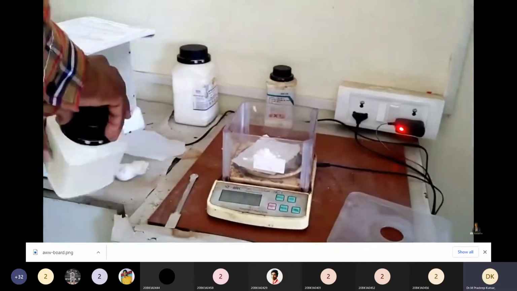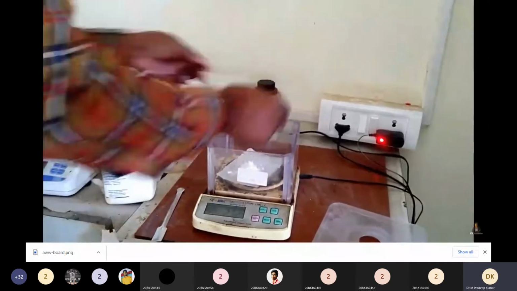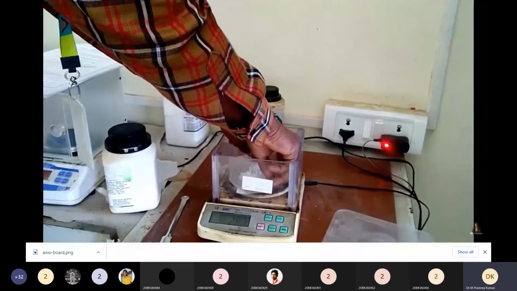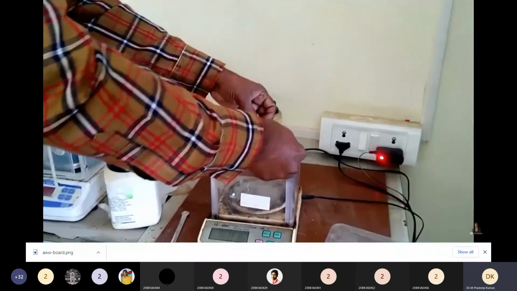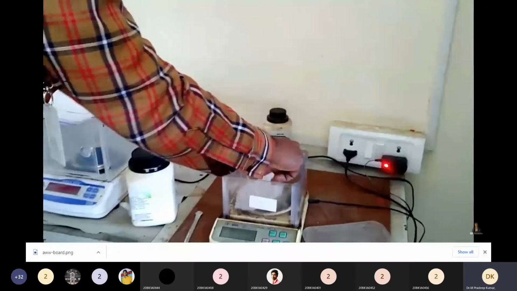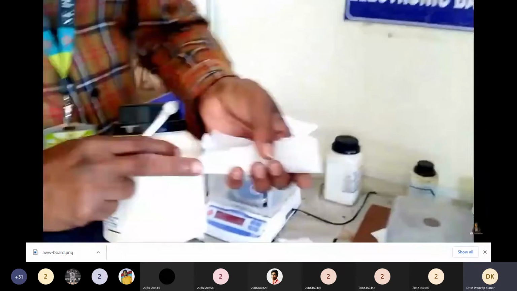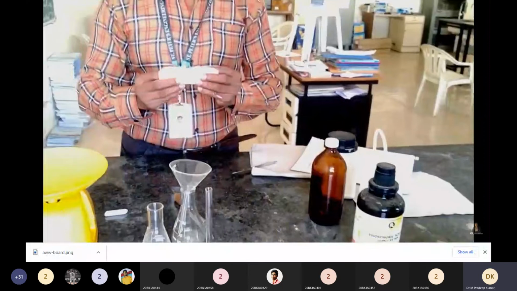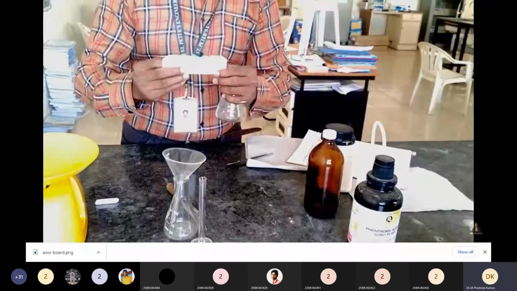Then close the bottle and take the compound carefully from the balance, and close the balance. Now this 2 grams of compound is placed in a conical flask, a freshly washed conical flask.